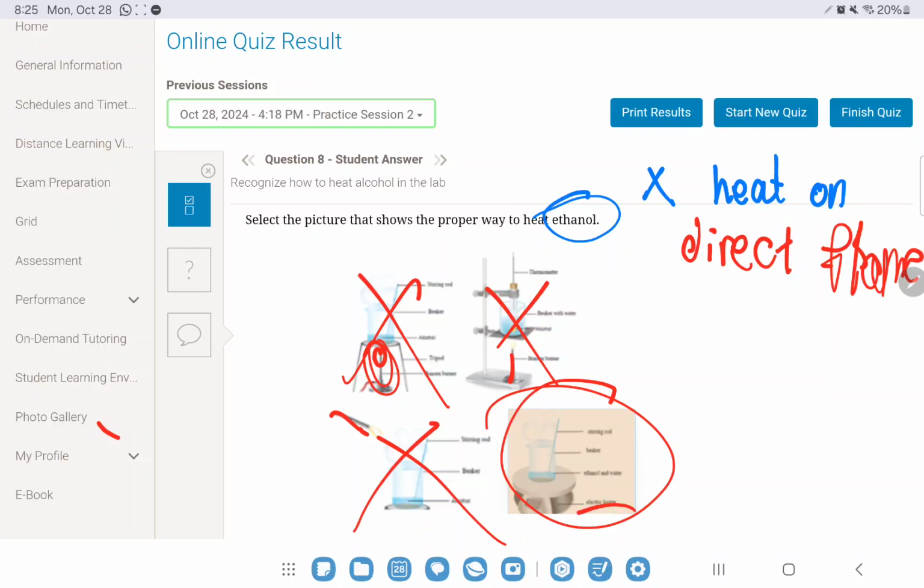Here they use an electric heater, but there's a direct flame over here, so wrong. Here, there's an electric heater. You have ethanol and water. You have a beaker. You have a stirring rod. No direct flame. It's the only one that you can use.